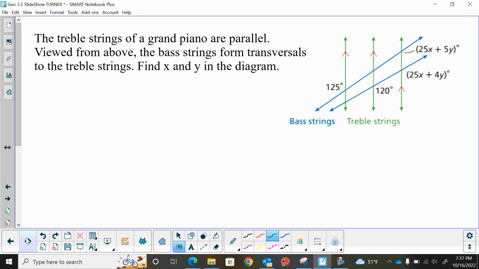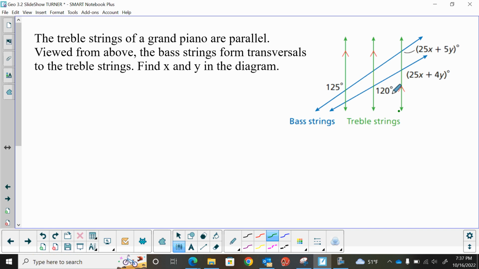Here we have a diagram, and it shows the treble strings of a grand piano. The 3 lines representing those treble strings are parallel. You can see that by the little symbol there. So all 3 lines are parallel. And then viewed from above, it says the bass strings form transversals to the treble strings. So there's these 2 blue lines that are the bass strings. And notice they're not parallel. You can see that because if you imagine the arrows extending, they're going to intersect somewhere over here. This bottom line is slowly getting closer and closer to the top line.